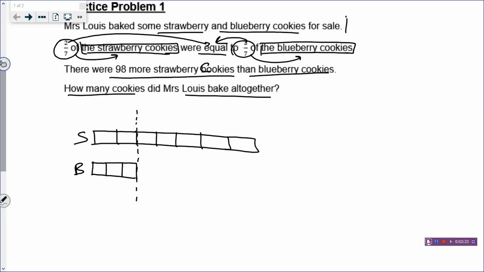Okay, the blueberry cookies has a total of 7, so I need to draw another 4 more boxes. So you have 1, 2, 3, 4. So now there's a total of 7 boxes for the blueberry cookies. Okay, let's continue to read on. There were 98 more strawberry than blueberry. So this is your 98 more. So how many cookies did Mrs. Lewis bake all together, which is the question mark. And your model is done. All right, it's a simple model, not too hard.